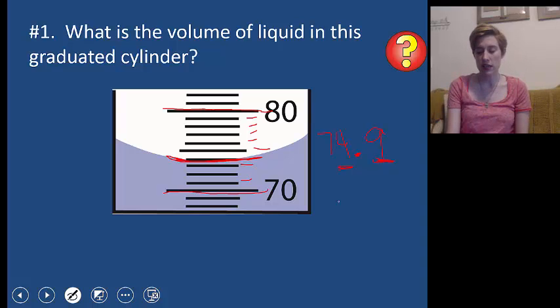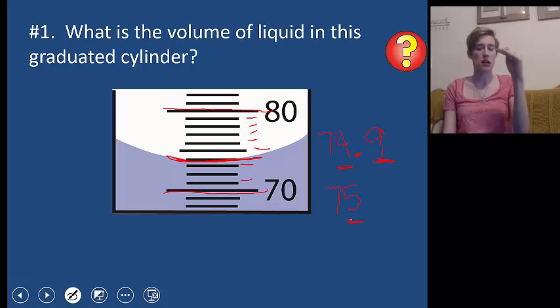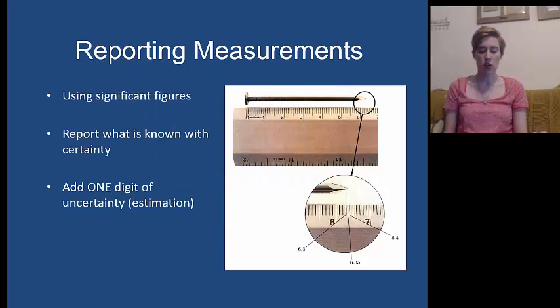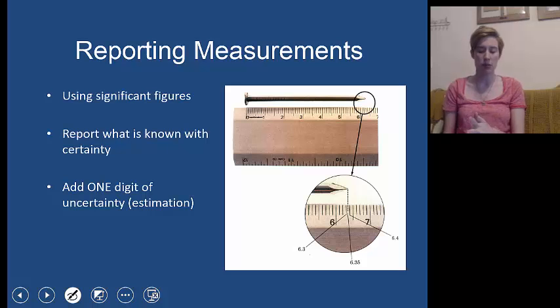Now you could have estimated something different. You could have said it was right at 75, right? Well, 5 would have been your measured line. That's your last measured line. But you still have to estimate to this next digit. You have to estimate to this digit right here. So you could estimate 75.0. So let's look at another example.